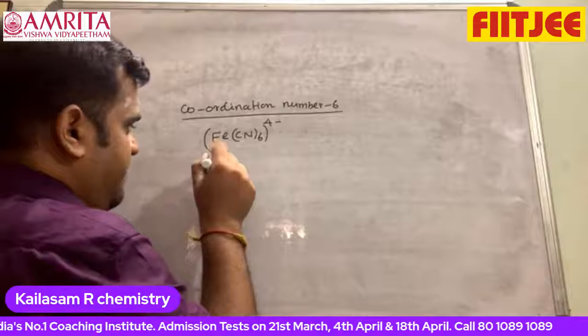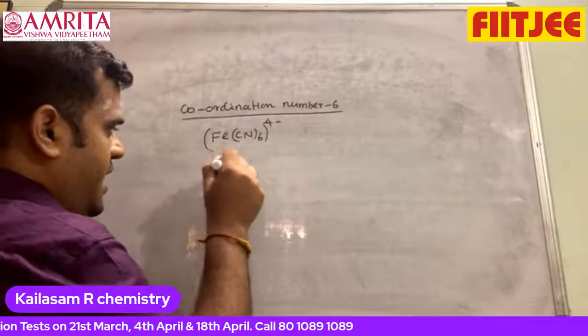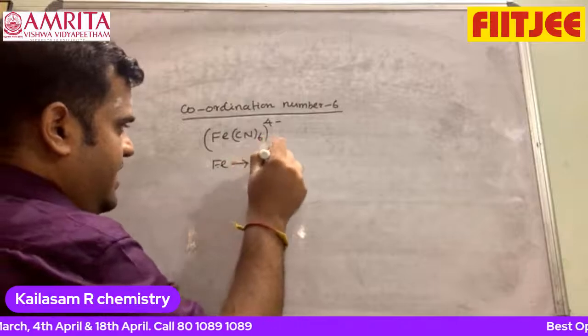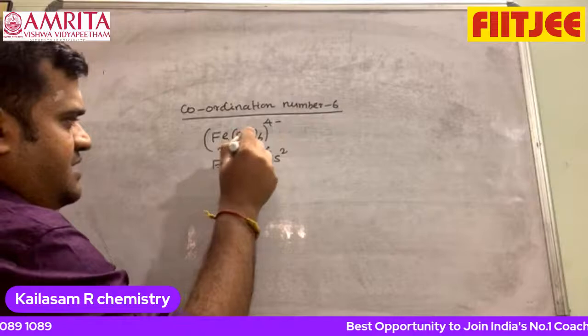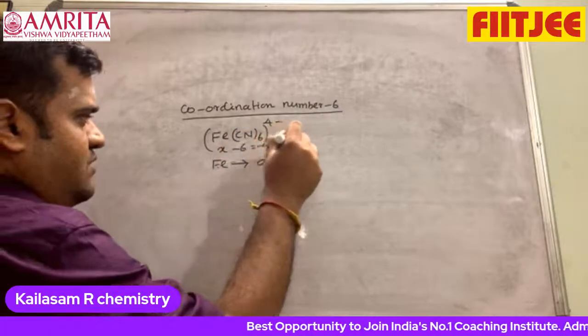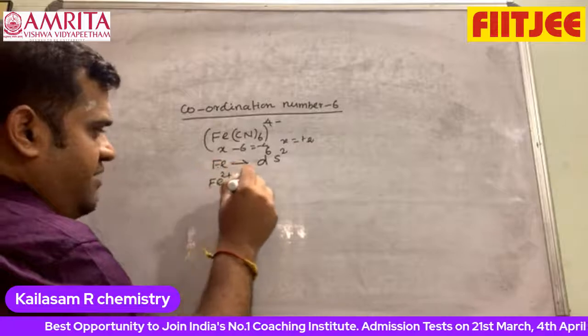Now, iron I am writing. Iron is what? Iron is 3d6 4s2. Now what is the iron oxidation state? x, it's a negative ligand, so x - 6 = -4, which gives x = +2. That means iron is in the 2+ state and has a d6 configuration.